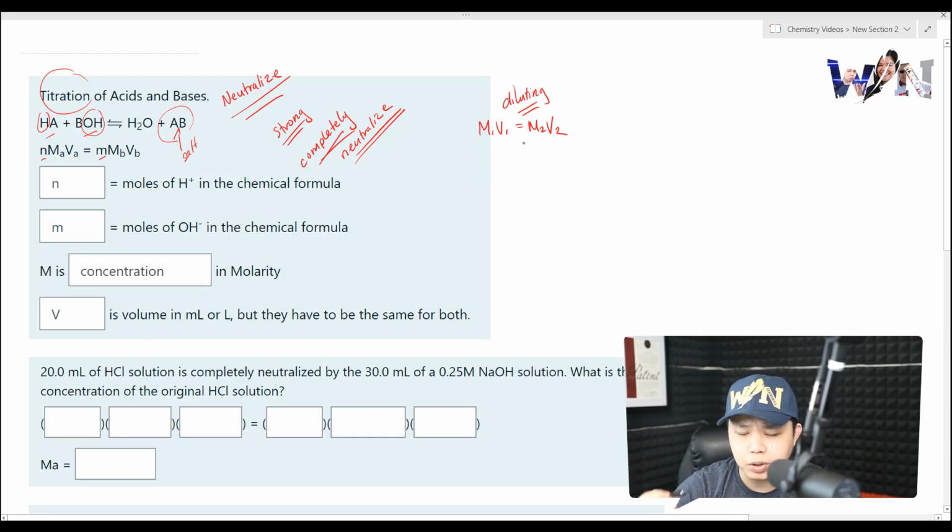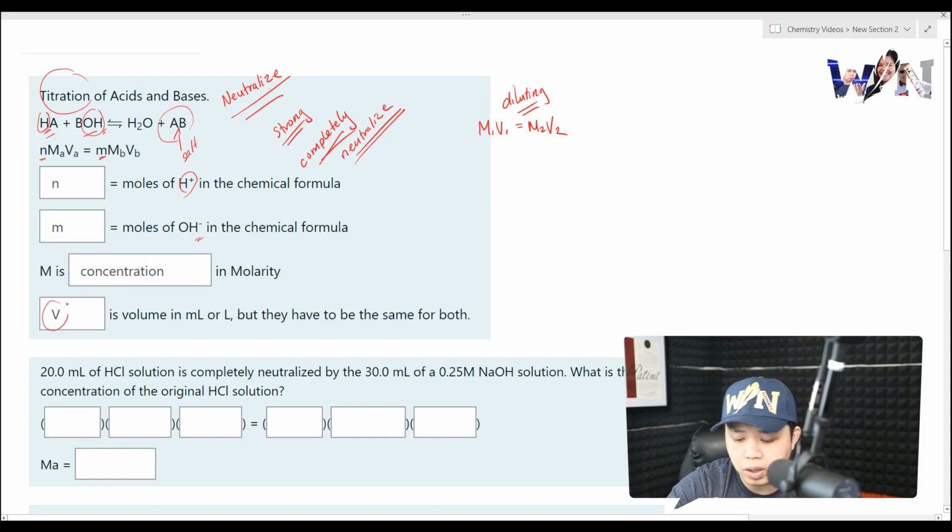Now in this case we do the same thing but relative to acid and base, and of course we add in the N and M because again it's not always a 1-to-1 ratio. So N is for the number of hydrogen, where M is the number of OH right here. So we are going to look at that more carefully. And M just for concentration. Notice how we have A and B. A is for acid, B is for base.